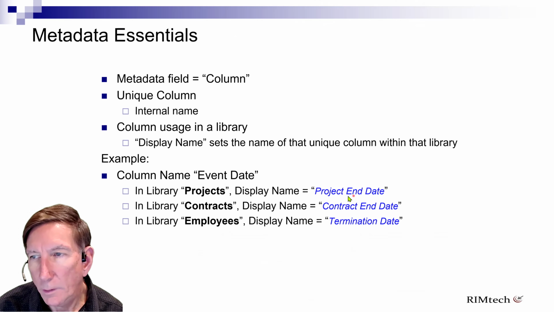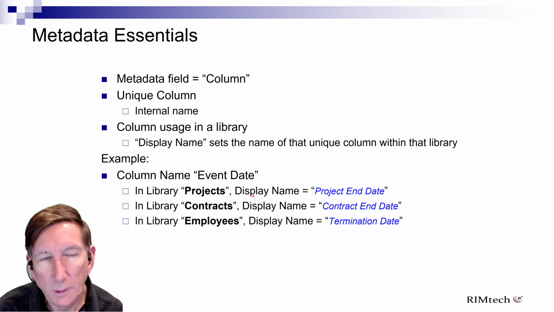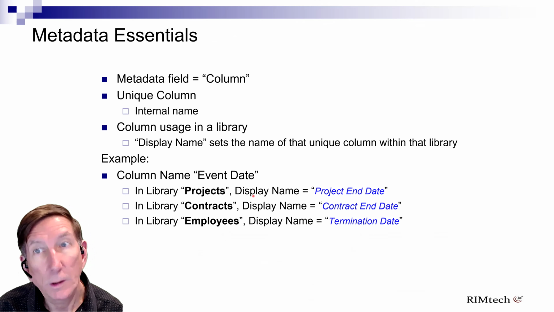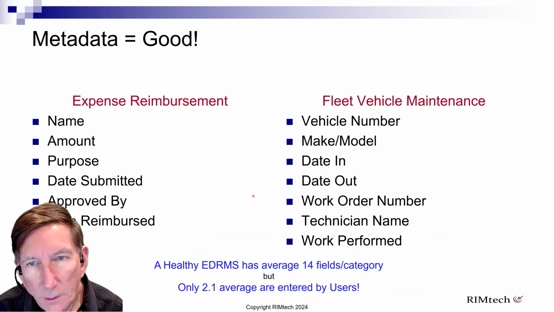So this is a way to do it, is to have one column in 3 different libraries with 3 different display names, but it's only one unique column, okay? So what does metadata look like?